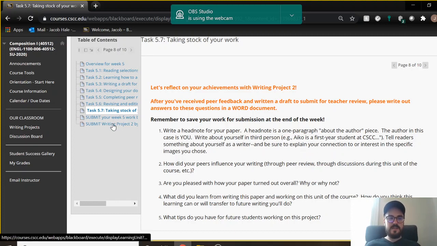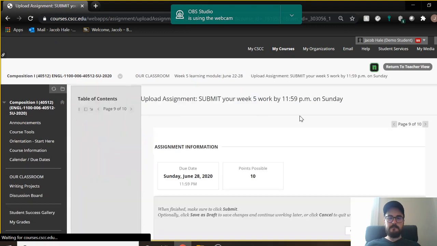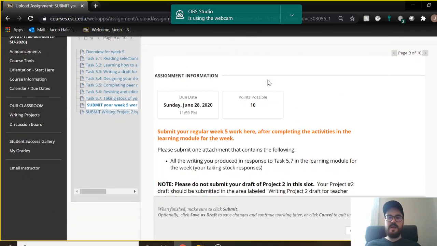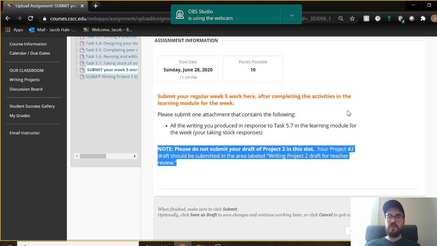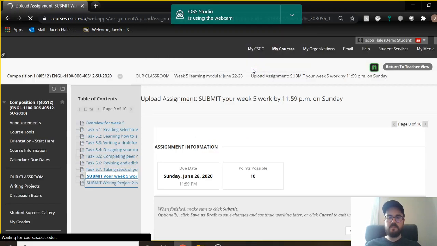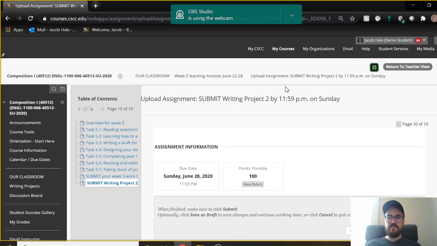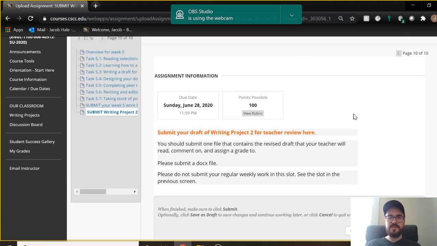Your last two things here, you'll be submitting task 5.7. This is worth 10 points. Notice that this is not where you're going to submit your final draft of writing project 2. You'll submit that here. So you have two different submission pages. Make sure to keep those straight. One of them you're submitting task 5.7. The other one, this one, you're submitting writing project 2. They are pretty clearly labeled though, so I don't think you should have too many issues.